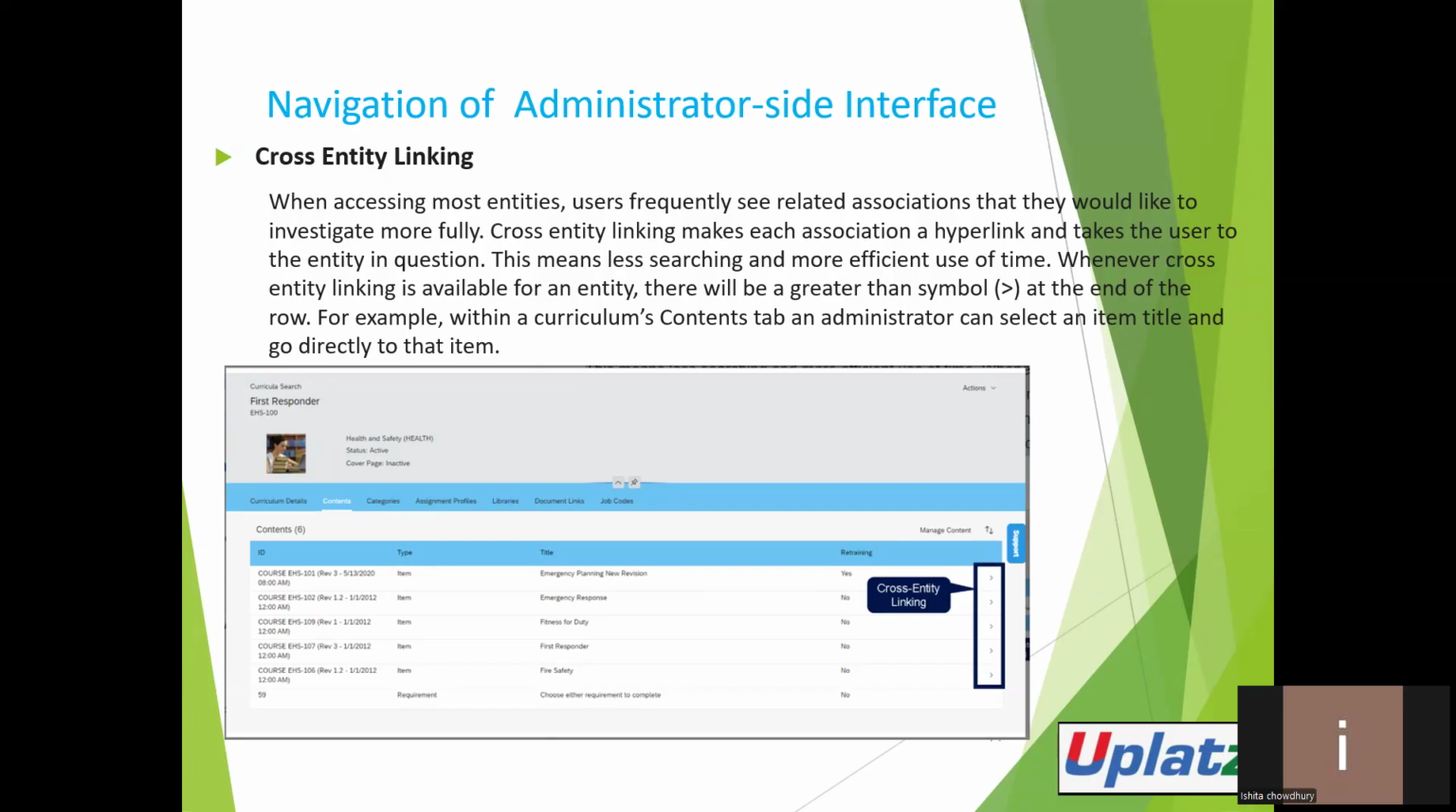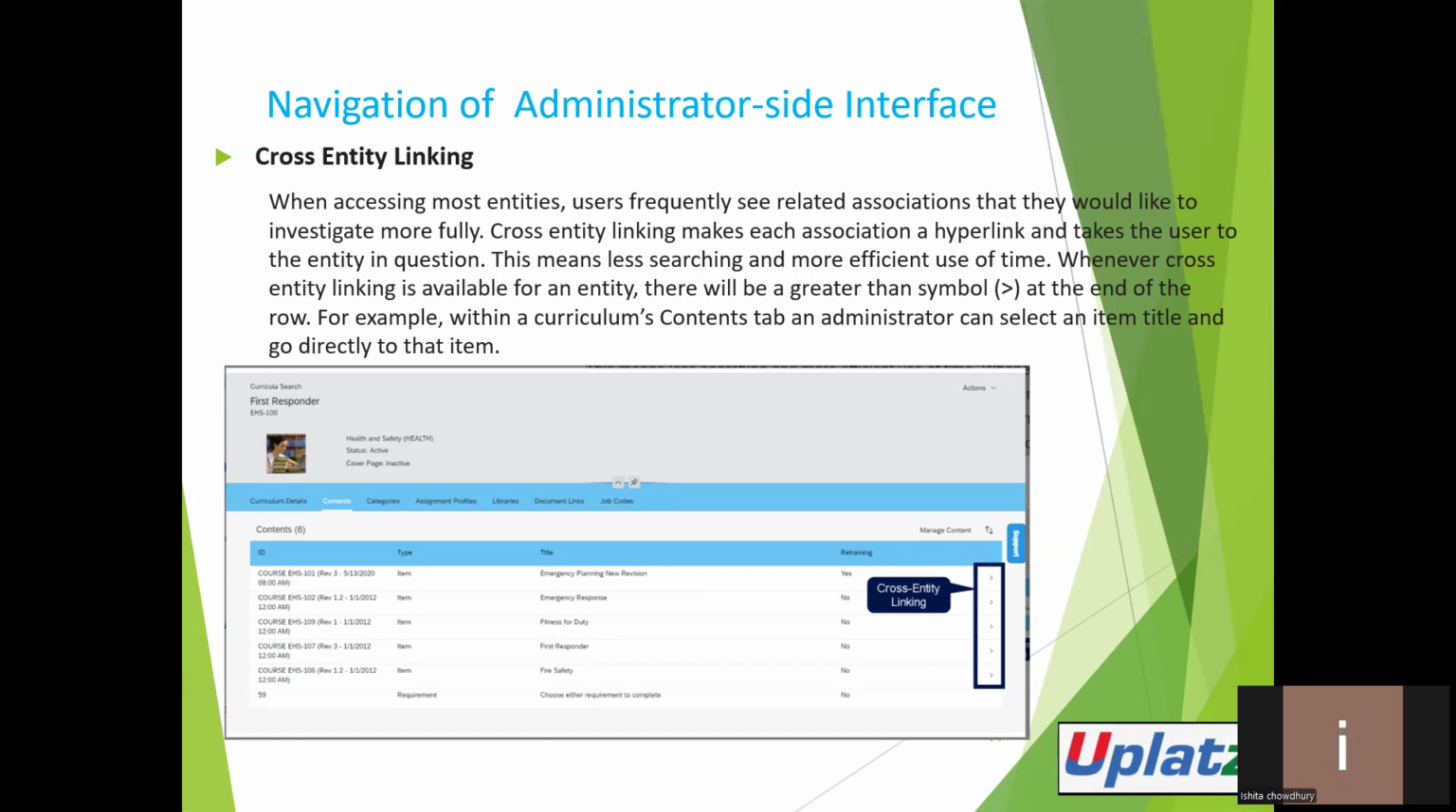Whenever cross-entity linking is available for an entity, there will be a greater than symbol at the end of the row. For example, within a curriculum's content tab, an administrator can select an item title and go directly to that item. So what you see here is the curriculum page, right? You see curriculum details, curricula search, curricula title, curricula ID, curricula status, and then under the contents you see multiple courses bundled up together, right? A group of courses which can be either an ILT, which means the item type would be a course, or it can be an online item type.